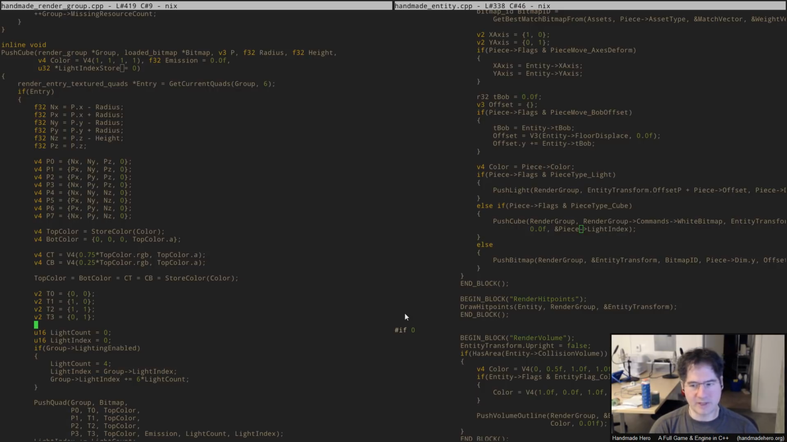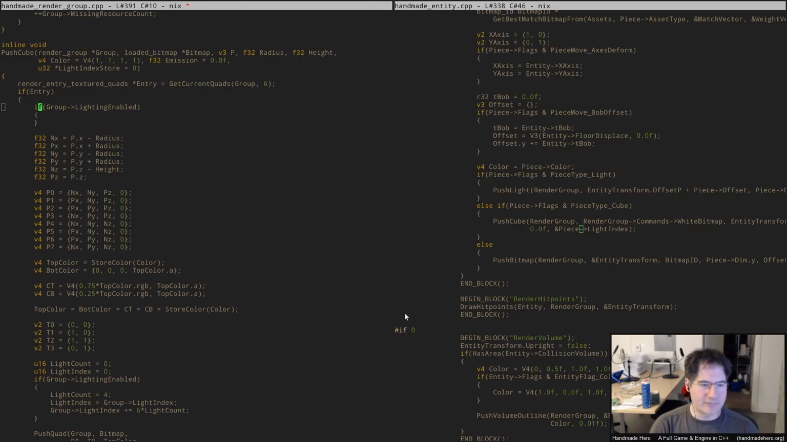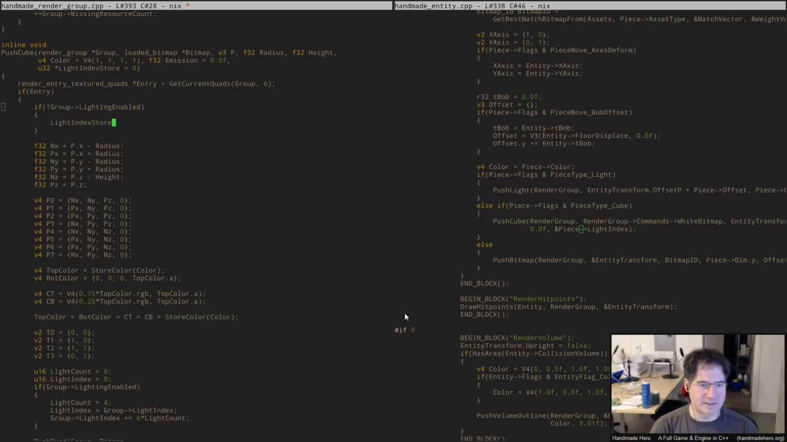So this would also allow us another way to turn off lighting, I suppose, would be that we just pass zeros down for the light index. But I can do that in a more sane way here by saying, okay, right at the top, if lighting is not enabled, then the light index store is going to be 0, right? Then down here, I'll just look at the light index store.